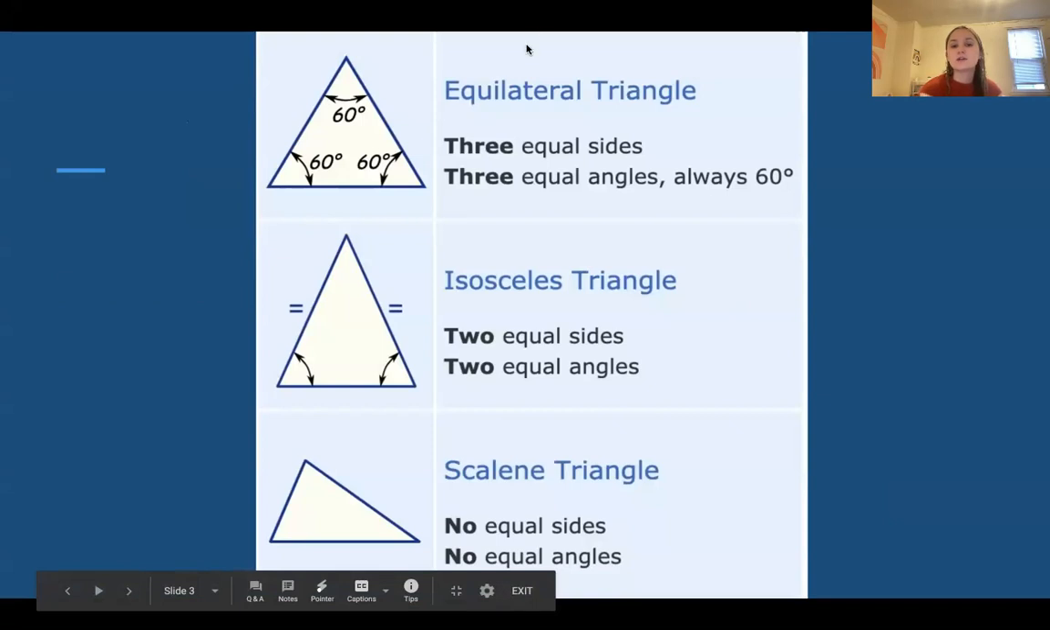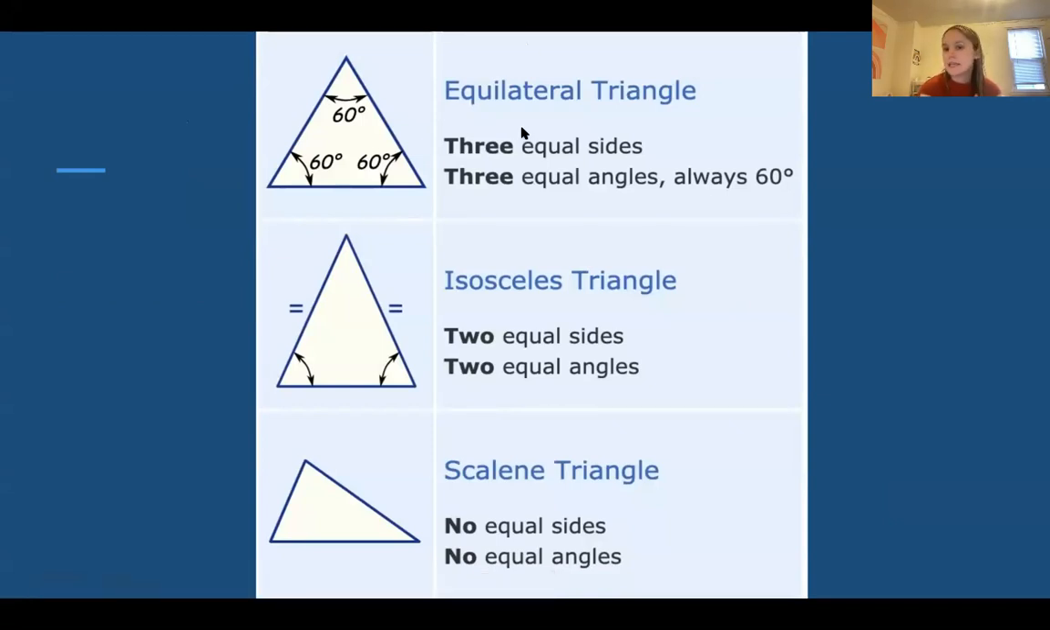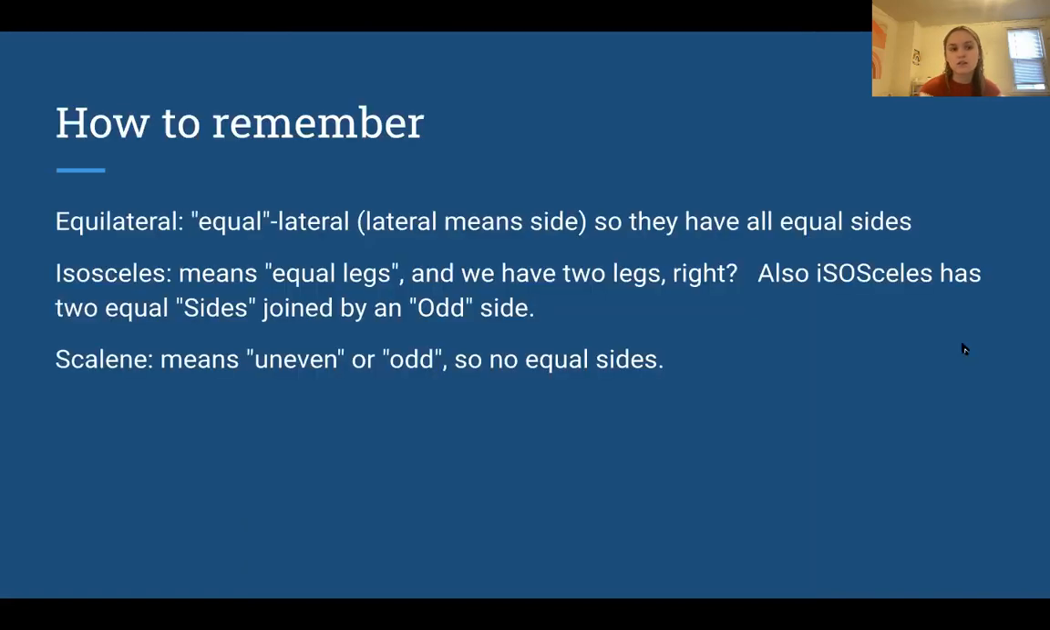So if you can see in the first one, we have an equilateral triangle where all three sides are the same exact length and all three of the angles are the same. And in this case, they're always 60 degrees. We also have an isosceles triangle where two sides are equal and two angles are equal. And then lastly, the third type of triangle is a scalene triangle where we have no equal sides and no equal angles.